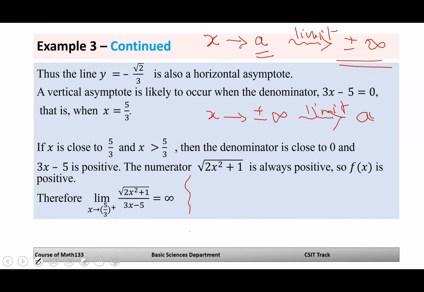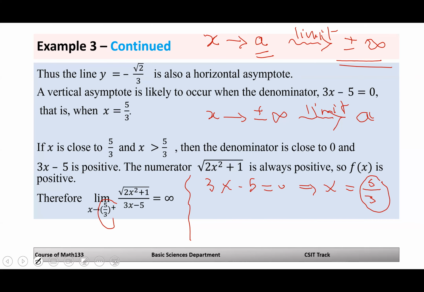So here the candidates for the vertical asymptote are coming from 3x minus 5 equal to 0. That means x equal to 5 over 3. So this is a possible vertical asymptote. How to conclude that? We compute the limit at this point, 5 over 3. Since we cannot put 5 over 3, I will put 5 over 3 plus and 5 over 3 minus if we need that. But you can conclude once you do it for one of them.